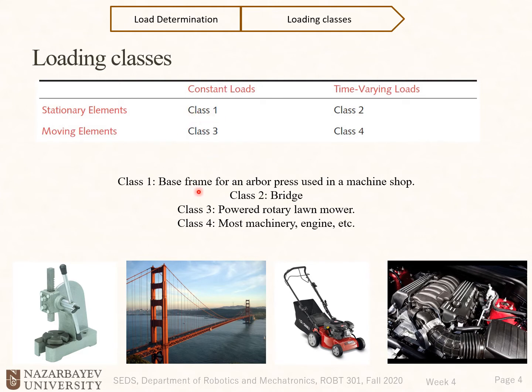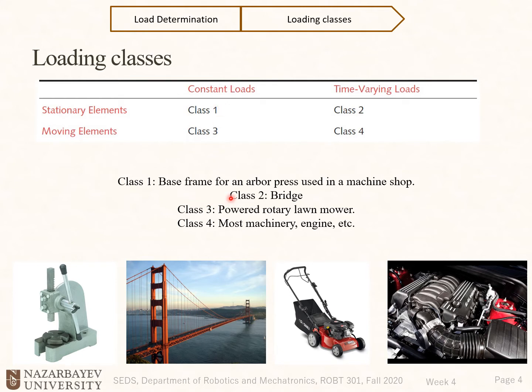we have a base frame for an arbor. So this is an example for class one. We have a base frame for an arbor press used in a machine shop. So what is the base frame here? The base frame is stationary, is not moving, and it goes under static loads or constant loads. So it's class one. So the part is not moving and the load is static.